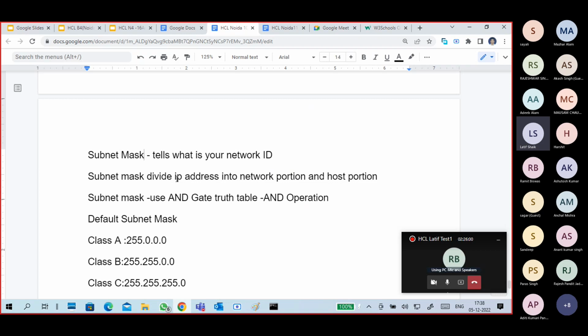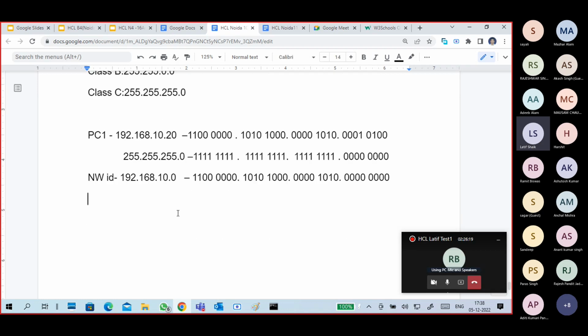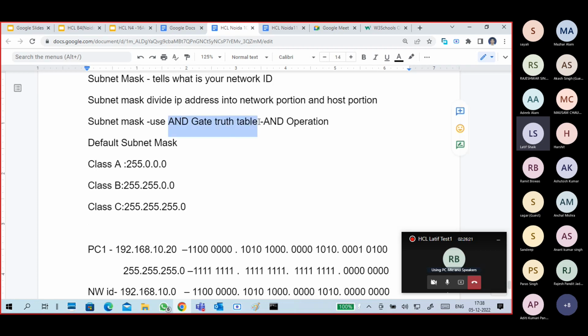If both network IDs are the same, they will communicate with each other. So the subnet mask will tell you what your network ID is. The subnet mask divides an IP address into network and host portions. This subnet mask uses an AND gate operation.